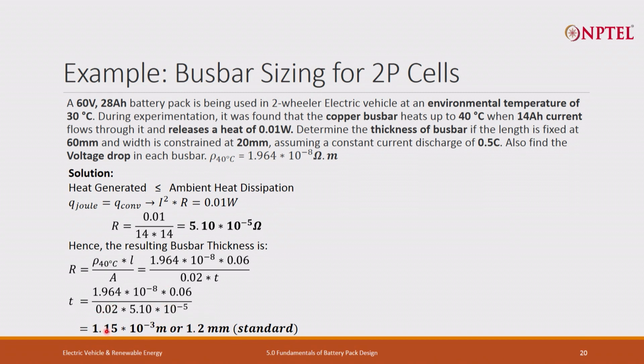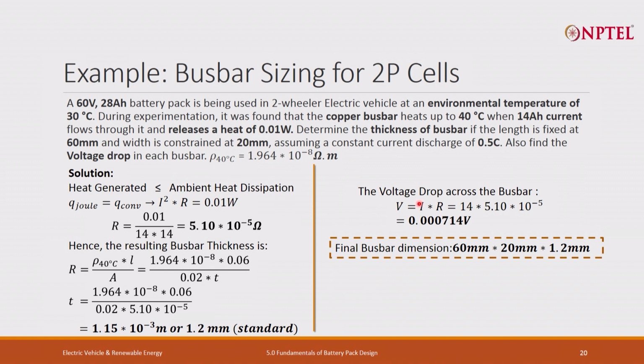So, you may not find a material of this thickness, and you have to go to the nearby standard material. Also, this is just sufficient for heat generation equal to ambient heat dissipation. What you want is ambient heat dissipation to be slightly more. So, you go to the nearby material of higher thickness, and that comes to 1.2 mm.